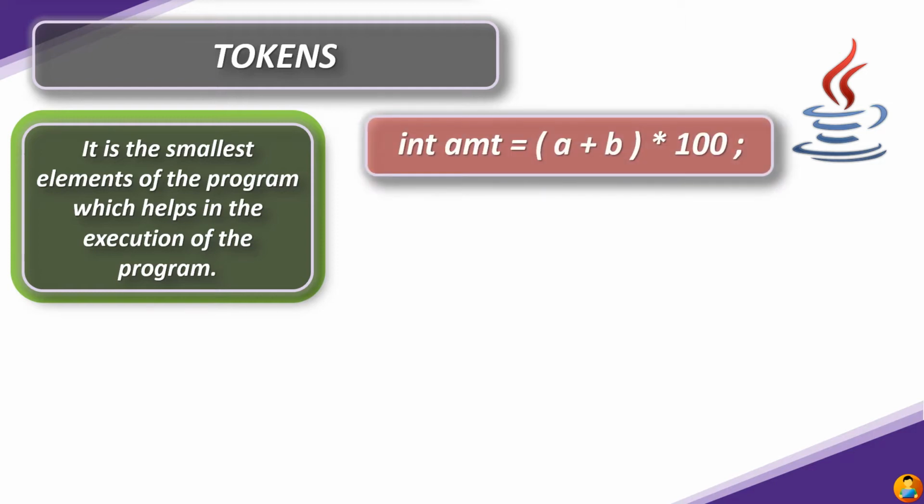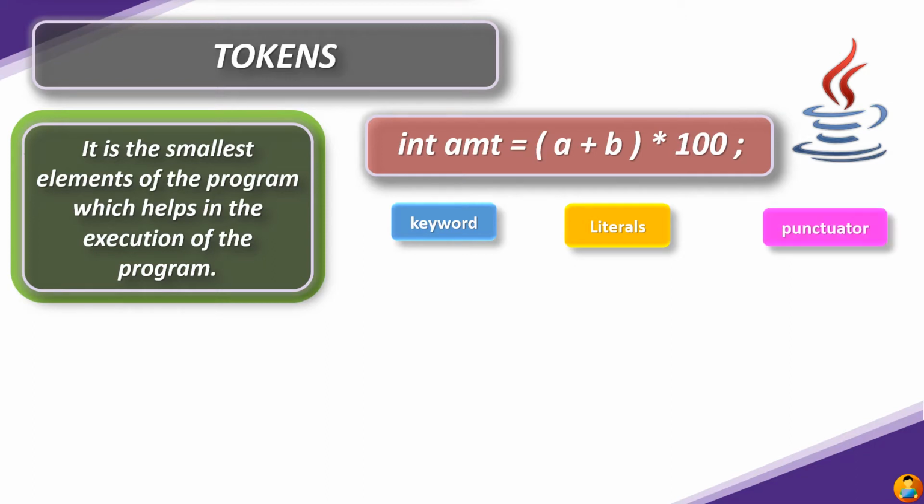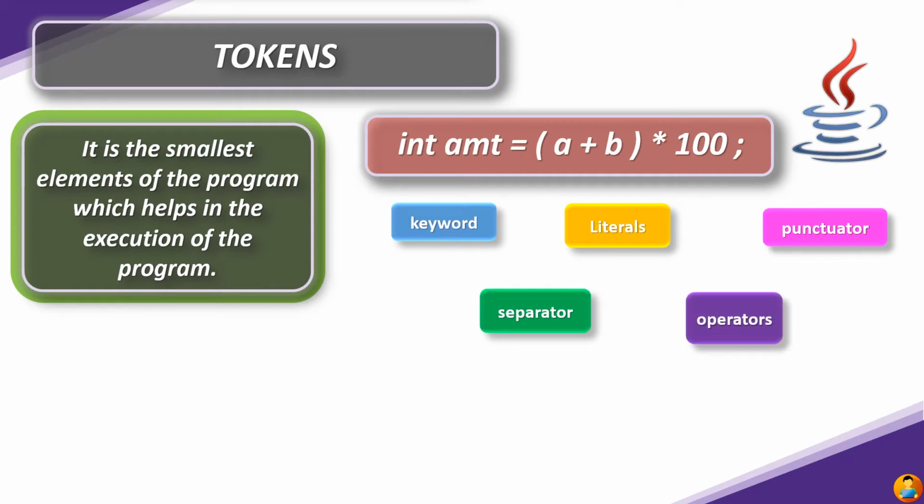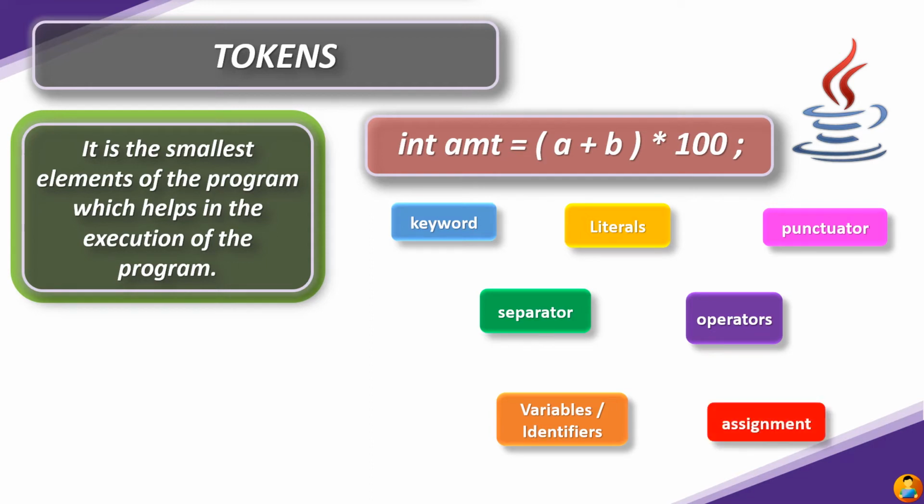In this case, int is a keyword reserved for data types. Literals are the constant values, which is 100 in this case. The semicolon acts as a punctuator. Similarly, the bracket is a separator. The sum and multiplication are operators. The variables or identifiers are a and b. And finally, the equals to operator is an assignment operator.